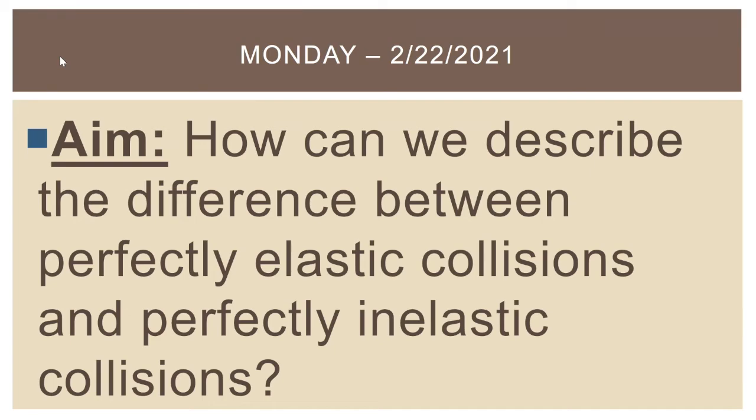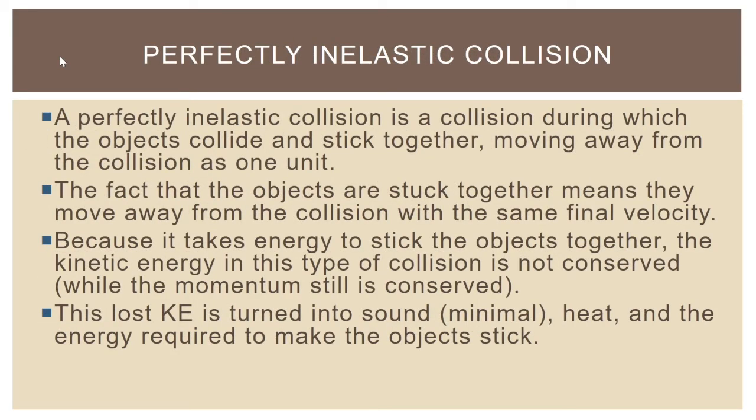Right before we left, we put up a couple notes that I want to pull up on the screen now, because this is basically everything you need to know about a perfectly inelastic collision. A perfectly inelastic collision is a collision during which the objects collide and stick together, moving away from the collision as one unit. That's really important. That's a fundamental difference between a perfectly inelastic collision and a perfectly elastic collision. In a perfectly inelastic collision, the objects stick, whereas in a perfectly elastic collision, the objects collide, bounce off of each other, and move on their merry way, all the while conserving momentum and kinetic energy.